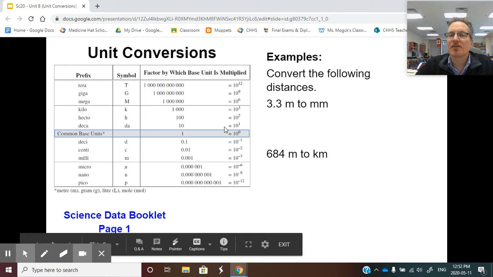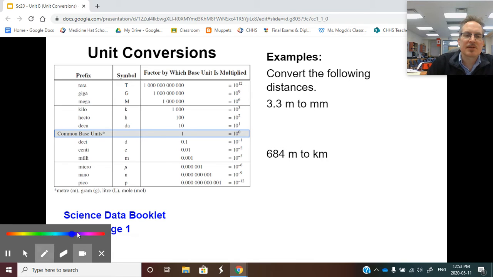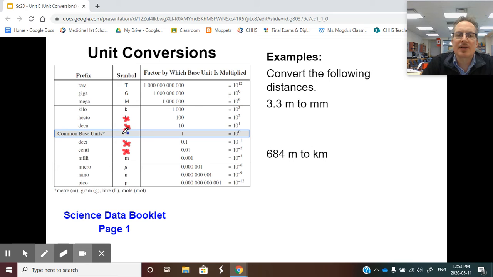So I've got your chart here for you. Again, Mr. Kemp's general rule is if we get rid of some of these, I am never going to use deci or centi or deca or hecto. Remember, when I go down this chart, moving from meters to millimeters, we multiply by 1,000. There's 1,000 millimeters in a meter. There's 1,000 meters in a kilometer. There's 1,000 kilometers in a megameter.